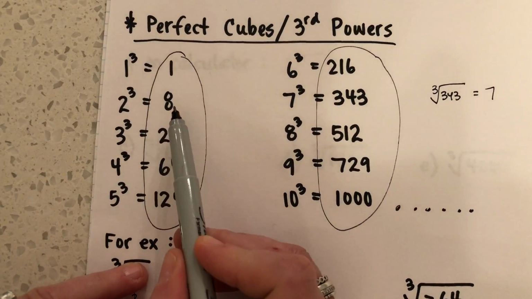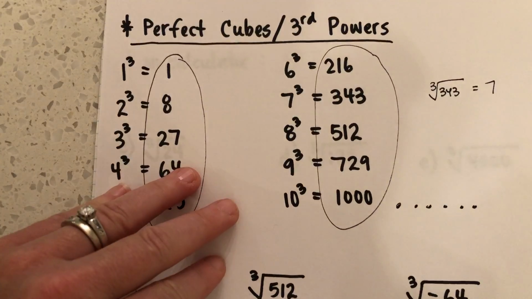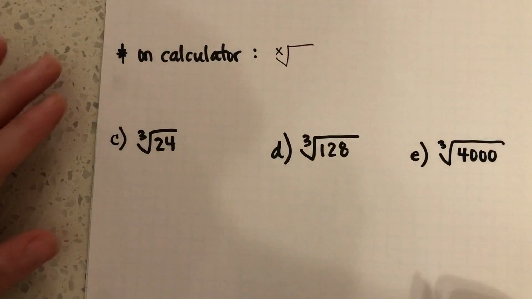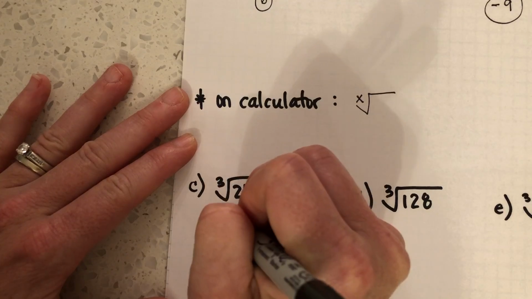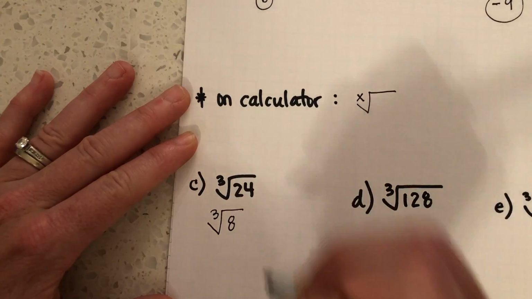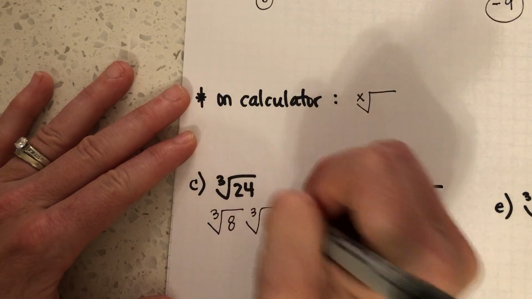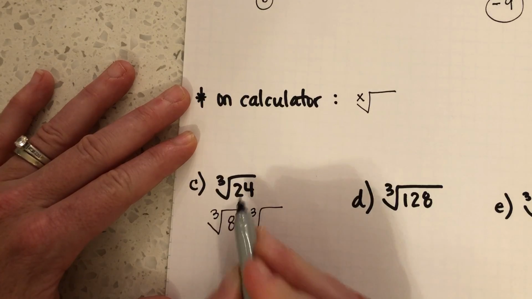And that would be 8. 8 is the biggest number you can take the third root of. So you're going to rewrite this as the third root of 8 times the third root of, well, 8 times what gets you 24?